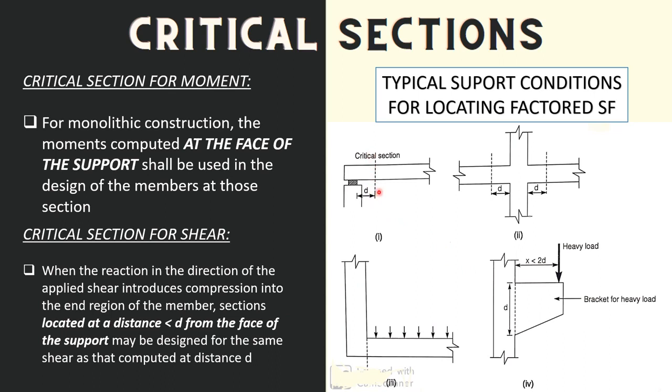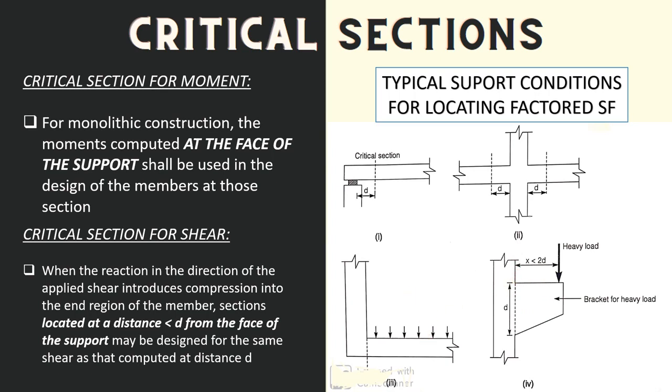This is a critical section, that is depth d from the face of the support. This section is the critical section, and also this is the effective depth. When there is heavy load, the load should be located less than 2 times the effective depth of this bracket from the face of the column support.